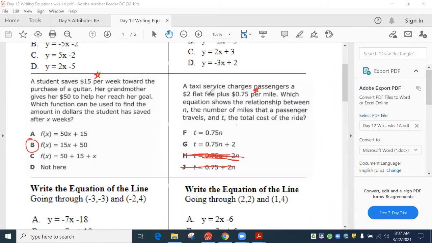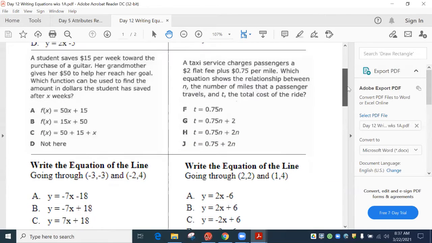So this $2 is what we call a flat fee or just a fee. And it's a one-time charge. So a one-time charge is just listed once. It's a y-intercept. And so the answer's got to be G. There is a $2 charge, but it's not per mile or per week or something where you got to put it next to a letter. So a lot of kids end up guessing C on those just because they struggle with it. So I just don't want to spend too much time on it.